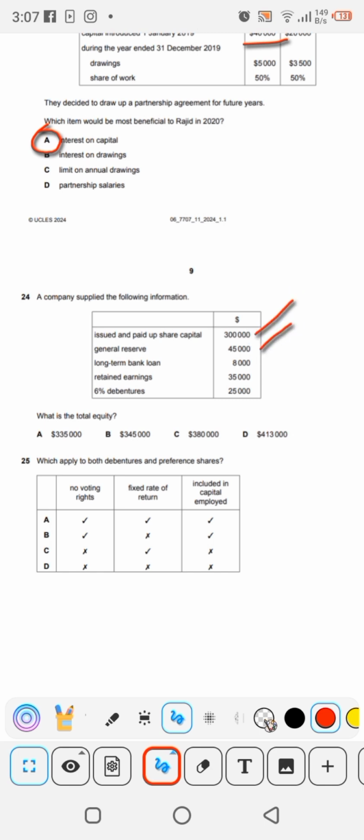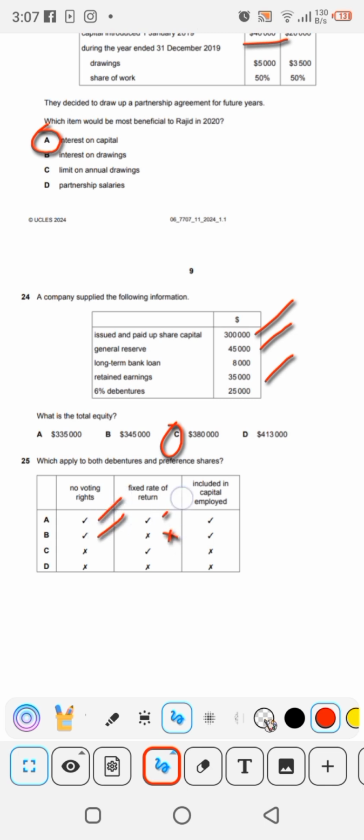Then 24 is, a company supplied the following information. What is the total equity? So you will add issued and paid up share capital, general reserve, and retained earnings, which gives an answer of 380,000, C.